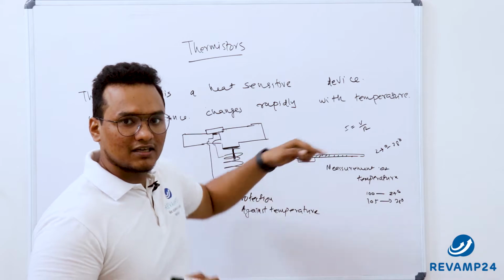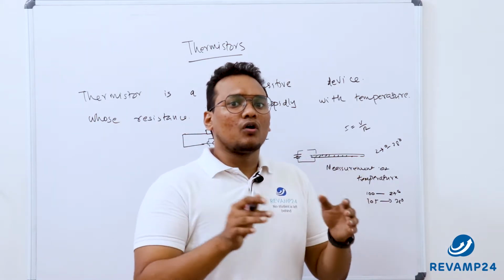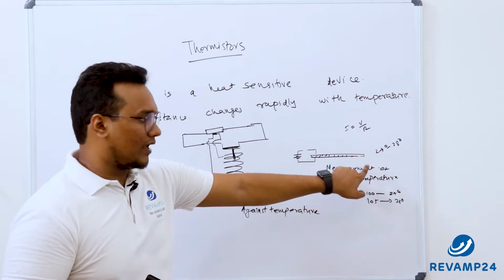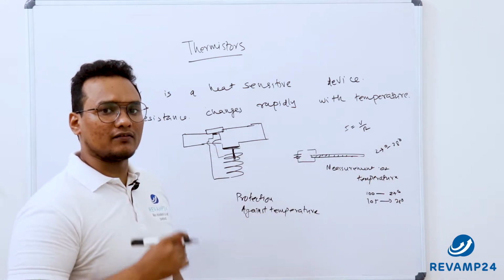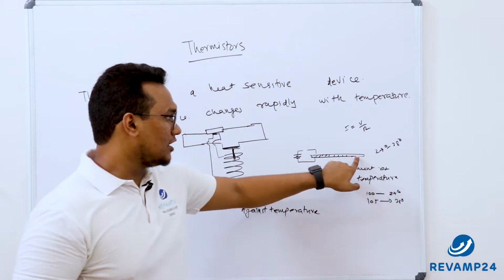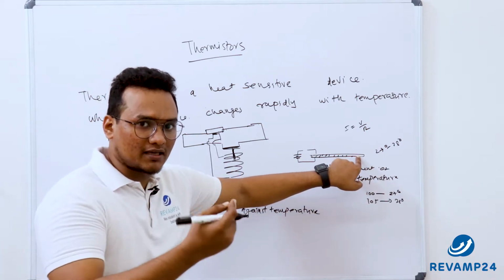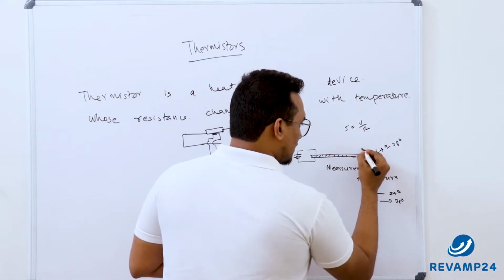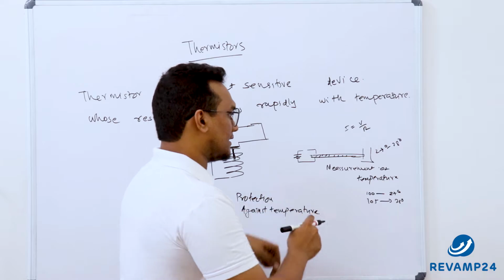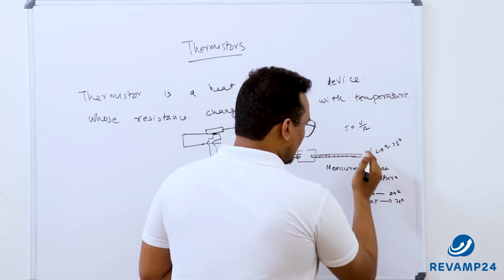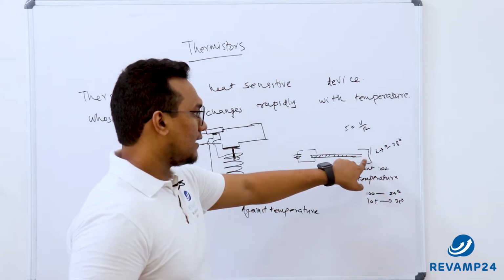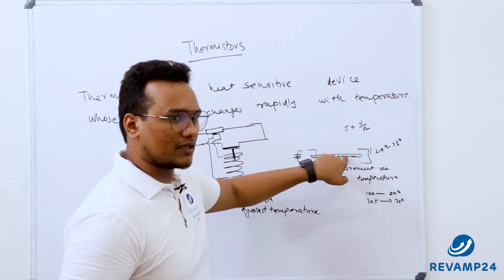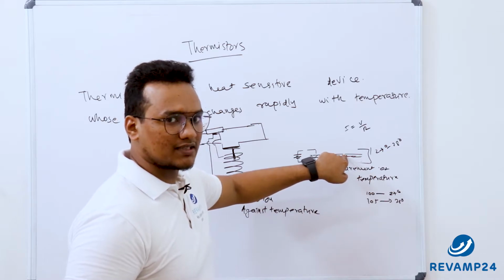These thermistors we will keep inside the mouth or wherever we have to check the temperature. When this is inserted into the part where we are checking the temperature, it will also get the same temperature as the place. Let's say I am going to keep it inside a hot pot. Whatever temperature the pot has, our thermistor also will get the same temperature. Now the resistance of the thermistor has changed.